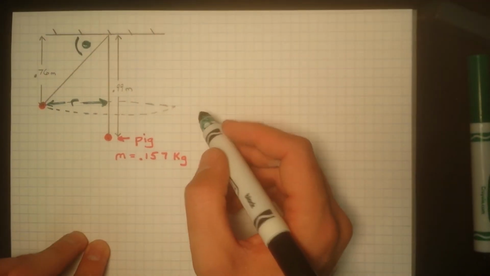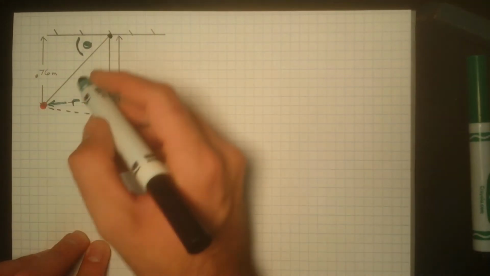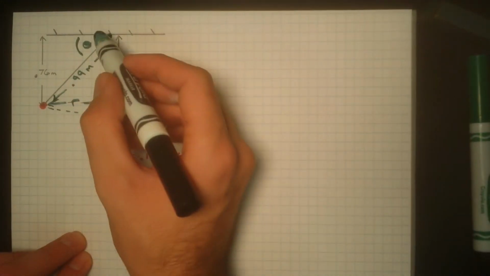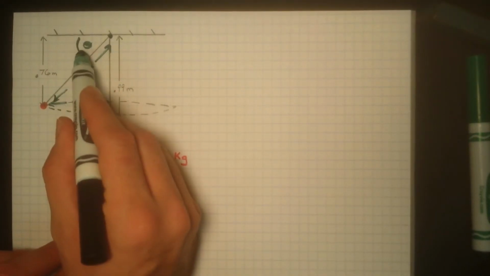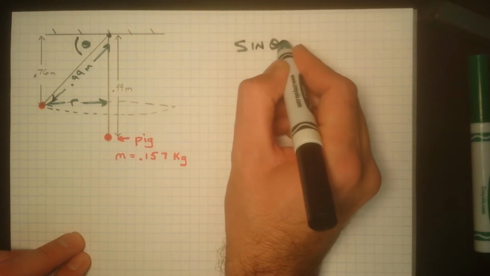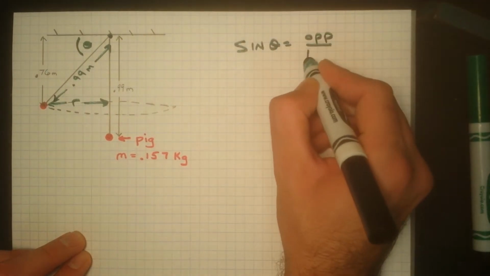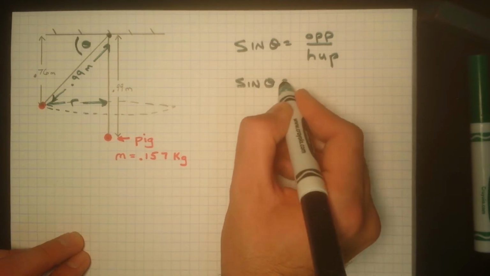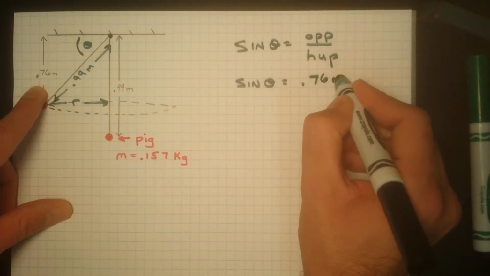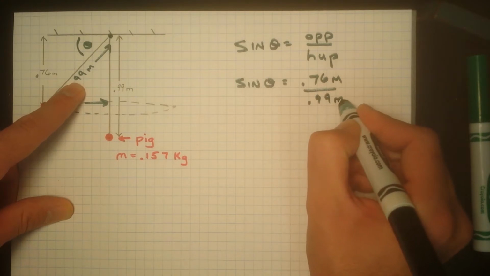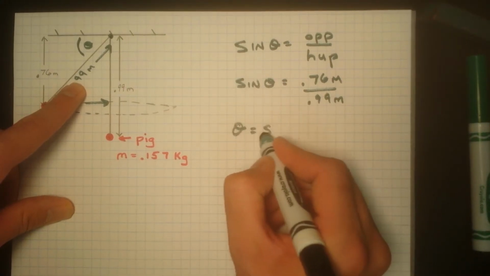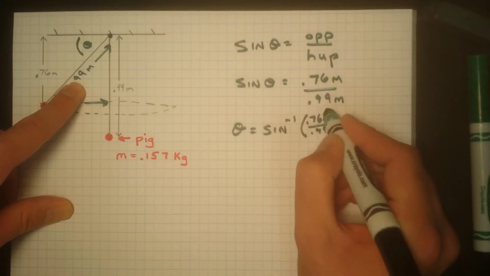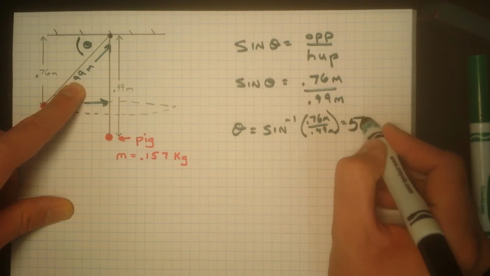To find theta, we should notice that this length from the ceiling to the pig is still 0.99 meters. And so we have a right triangle here. To get this angle, I can use sine theta equals opposite over hypotenuse. So the sine of the angle equals 0.76 meters over 0.99 meters. So theta, which is the inverse sine of 0.76 over 0.99, is equal to 50 degrees.